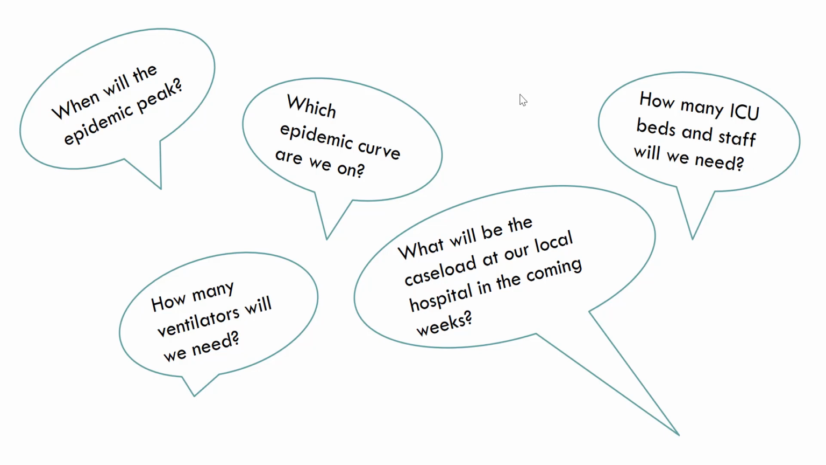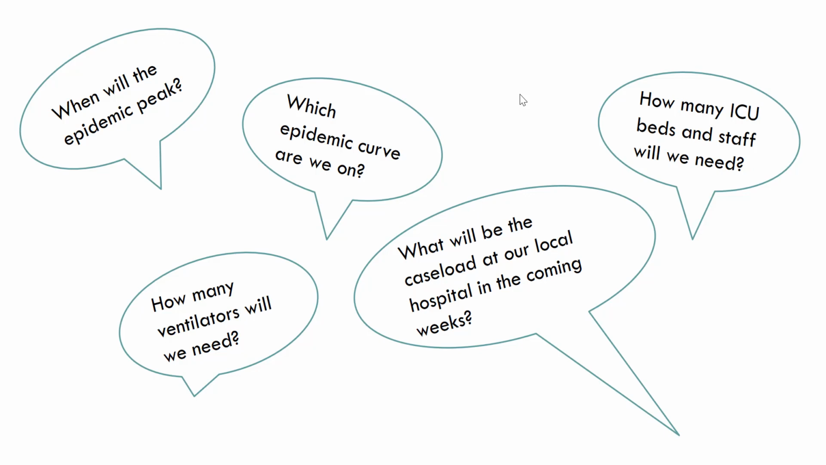What type of resources will we need in terms of beds? So, for example, in critical care, how many ICU beds do we need? How many other beds do we need to take care of the patients? In New York City, we were concerned about ventilator shortages. How many ventilators will we need? What will be the caseload and critical resource requirements if there is a second wave?